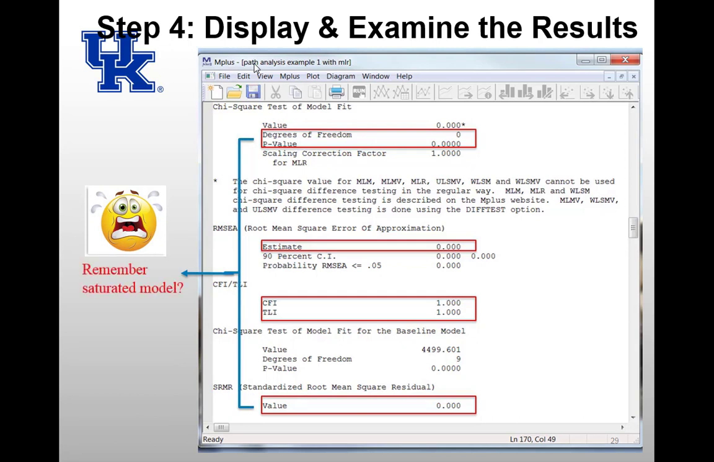But do you remember the original specified model? We had a saturated model, right? All the 5 variables had connected to each other with a direct link. It is a just identified model. That's what you should get. That's a perfect fit, right?